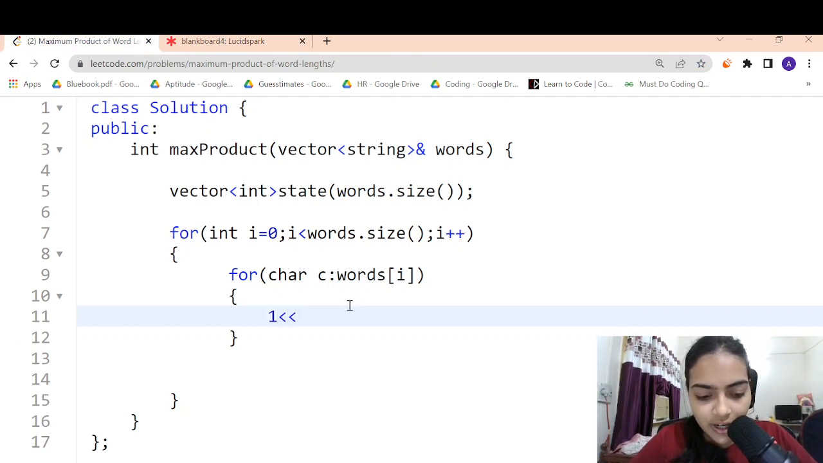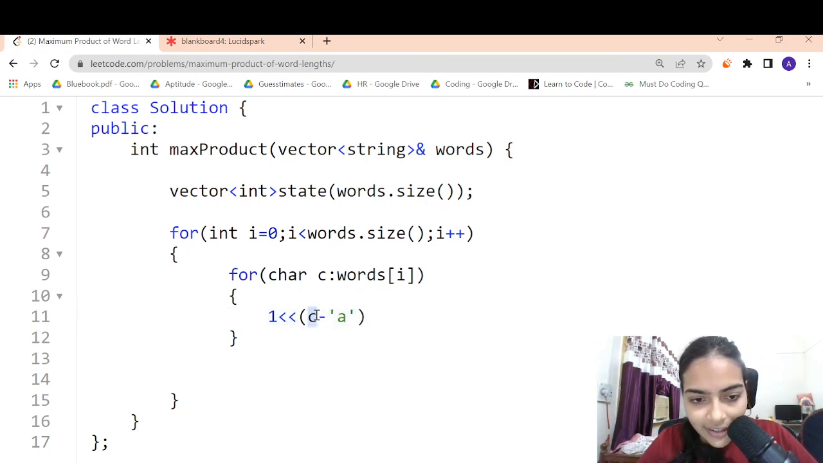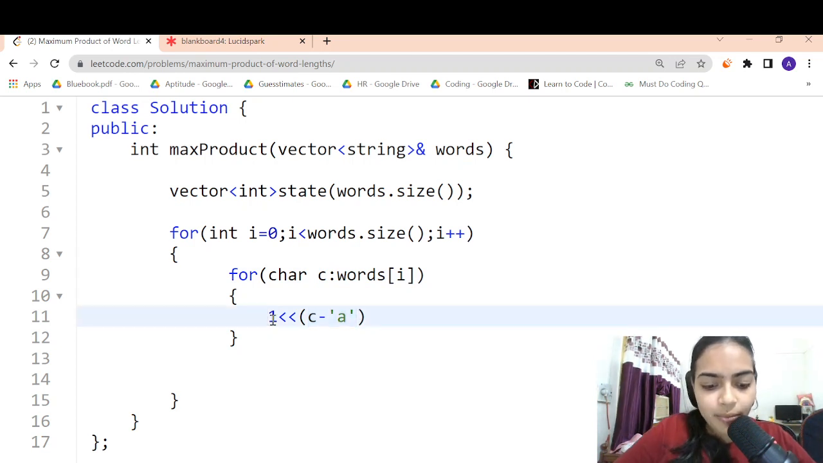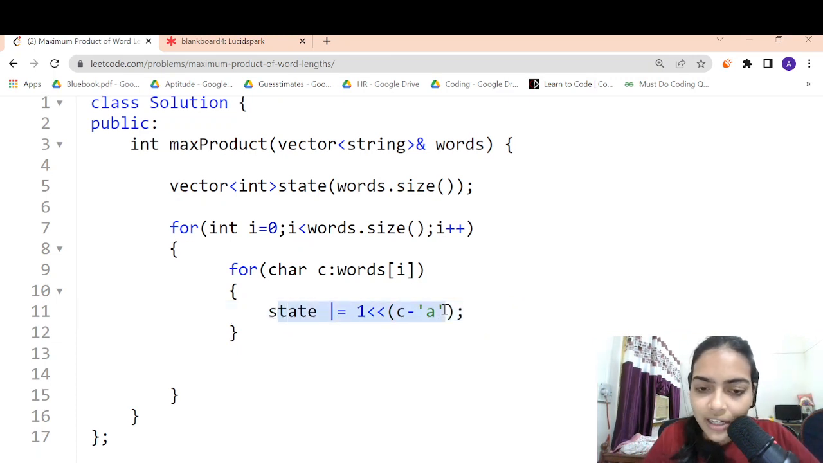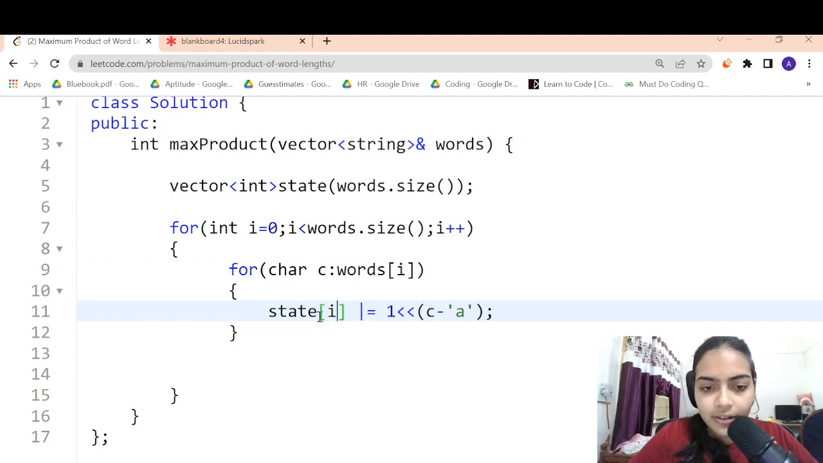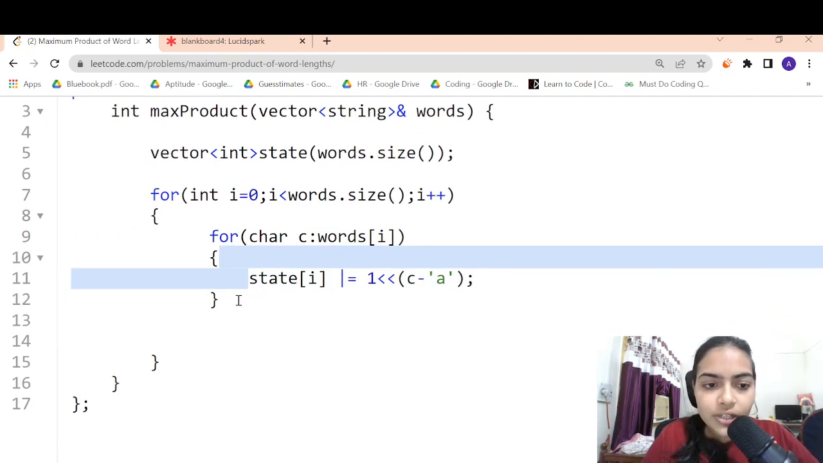I am going to left shift it by whatever C minus A, because A corresponds to 0. So whatever character I have, I am going to left shift 1 by that many times and mark it in the state, so that I get the final state. To form the final number, I am going to take OR each time, so that I mark 1 wherever I need to. Okay, so now I have the state of I. So for each word I have the state.